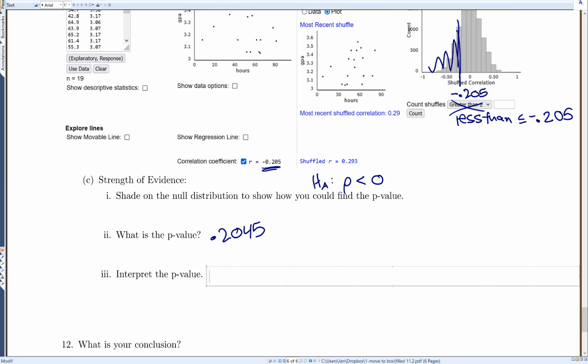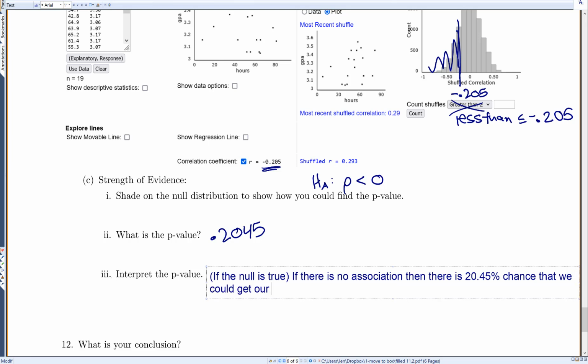How would we interpret that p-value? We would say something like, if the null is true, which really means if there is no association, then there is a 20.45% chance that we could get our sample correlation, it's always your sample statistic, of negative 0.205 or lower. So if there's no association, then we have about a 20% chance that we can get our sample correlation of negative 0.205 or less. I would say something like, that is very plausible.